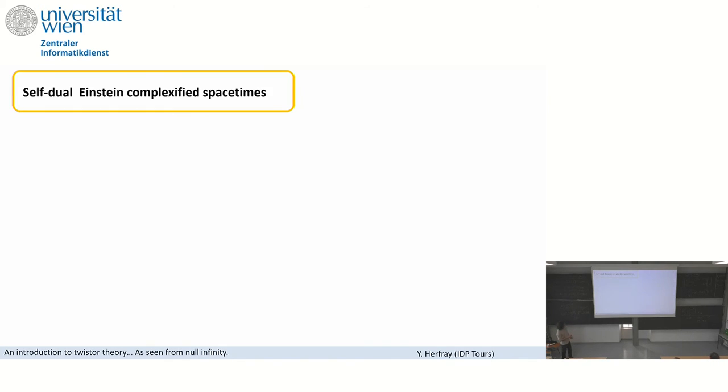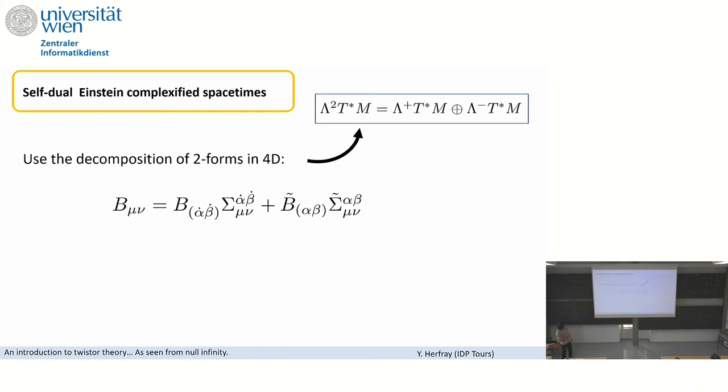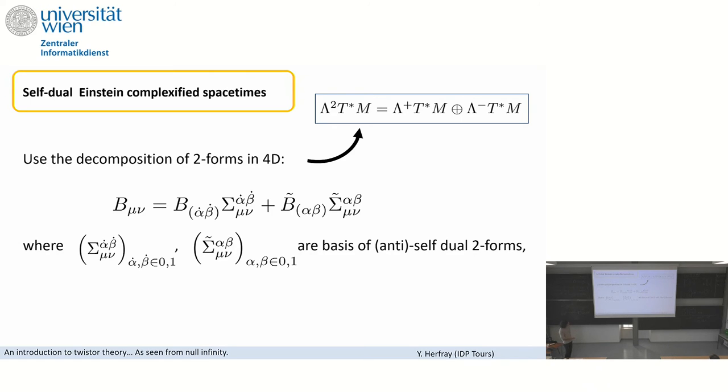How does that work? Well, first of all, what is a self-dual Einstein spacetime? Let me briefly remind you of what this is. The starting point is to split two-forms. You're in four dimensions, so you have the Hodge dual, which is acting on the space of two-forms. Or you can look for the space of forms which are eigenvectors for the Hodge duality. You have self-dual two-forms and anti-self-dual two-forms.